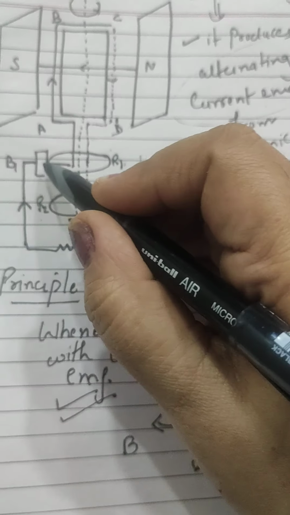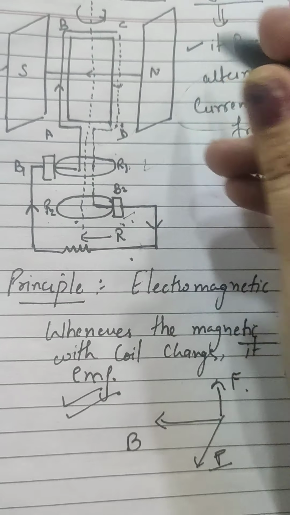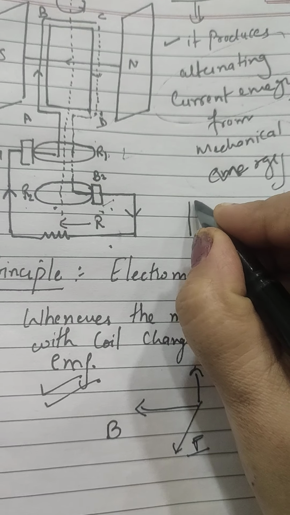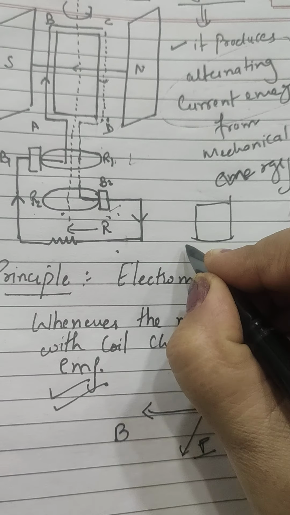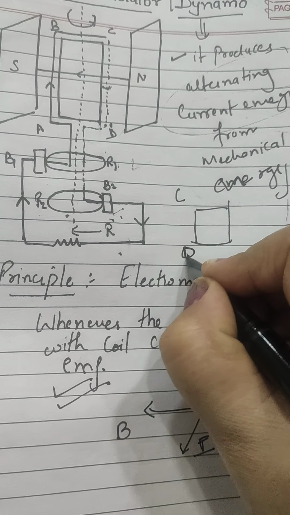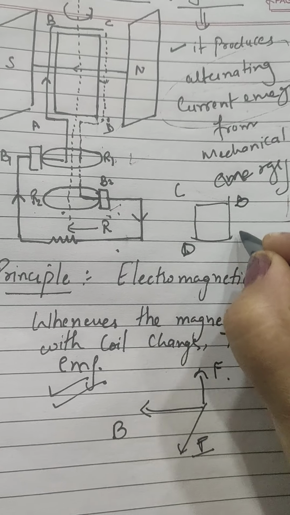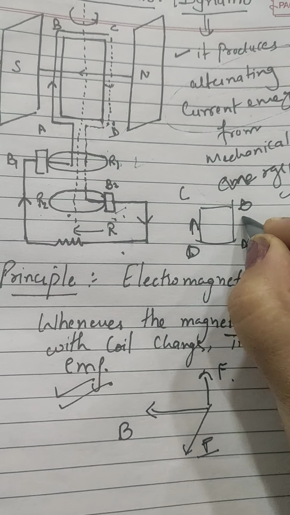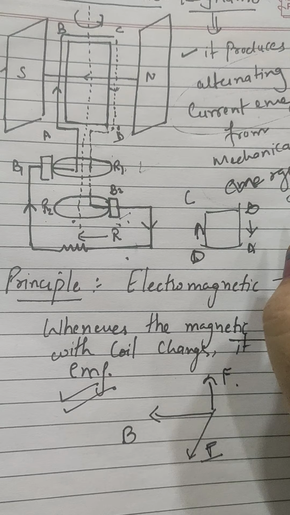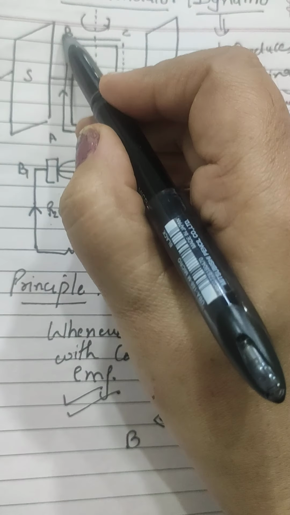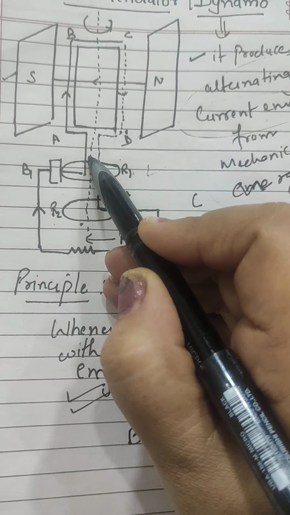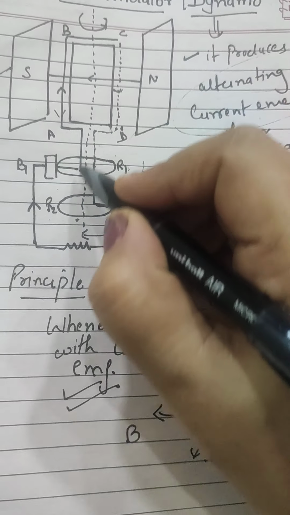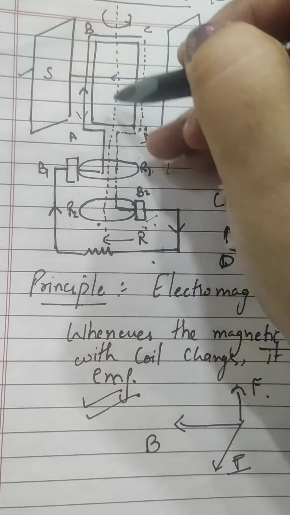Now when the direction is reversed, means when CD comes up and AB comes down, suppose CD is now in this direction, A, B, C, D. Now if current in CD is in upward direction, it will be in downward direction in BC. So in case of BC, you can see here, the current direction will be reversed, and in that case in CD it is upward.